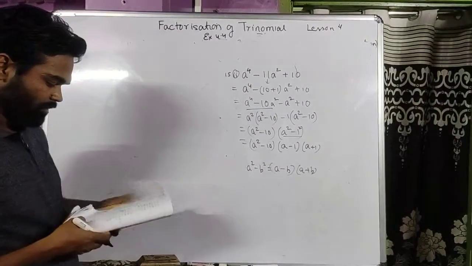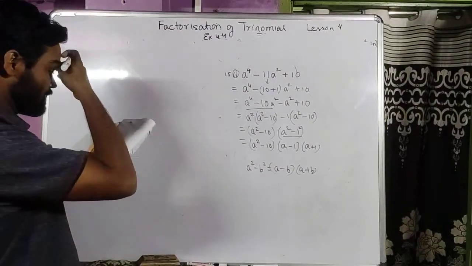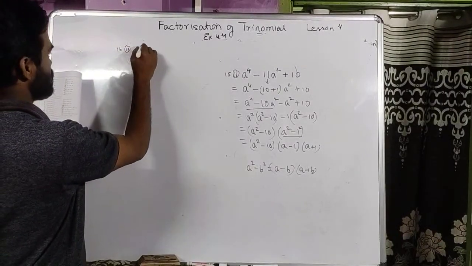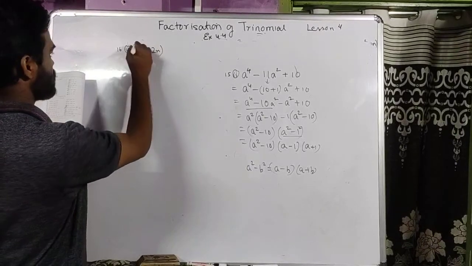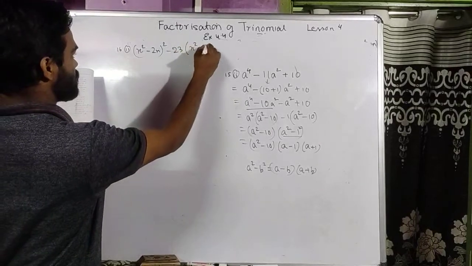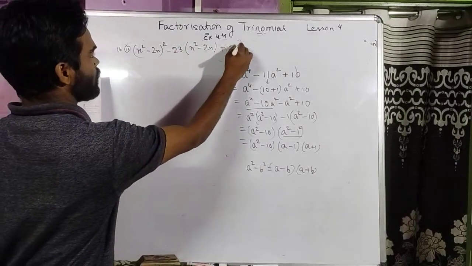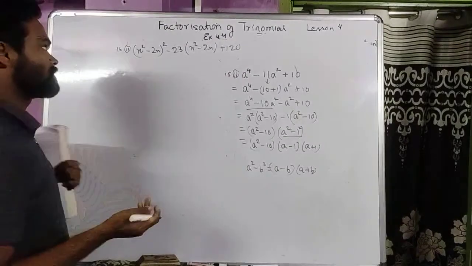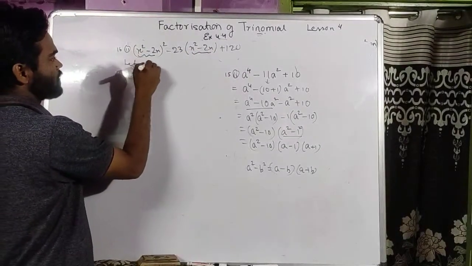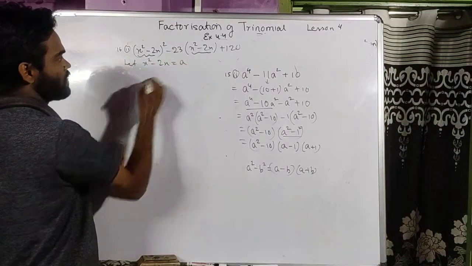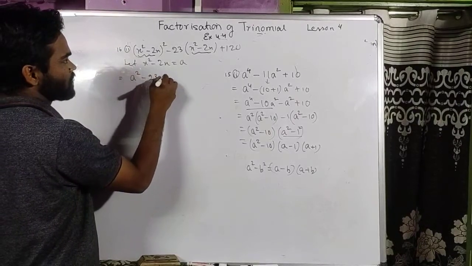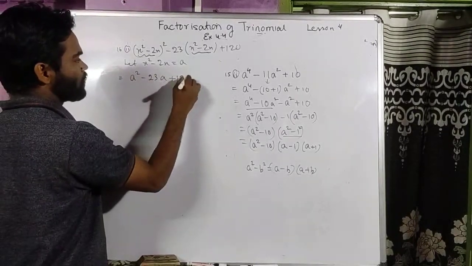Now we look at sum number 16 part 2. This is (x square minus 2x) whole square minus 23(x square minus 2x) plus 120. Same, we'll assume this as a. So let x square minus 2x equal a. So the equation transforms to a square minus 23a plus 120.